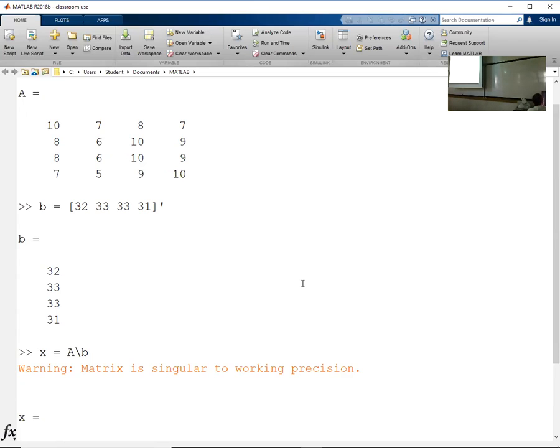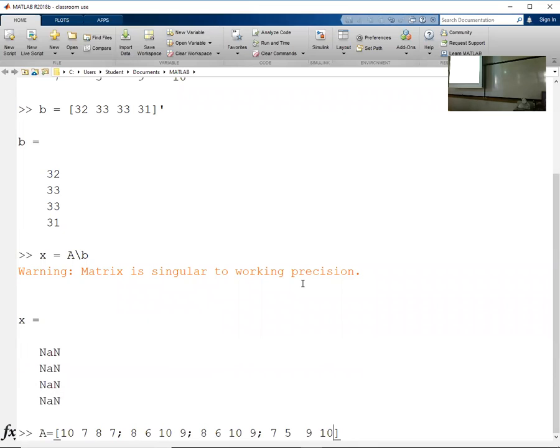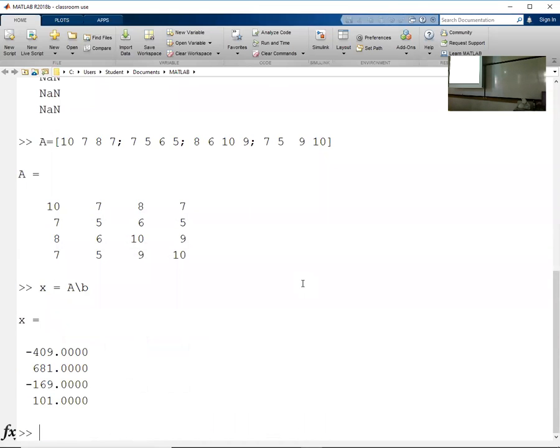All right, let's do the numbers again. I'm going to read them off. Somebody check. 10, 7, 8, 7. Yeah. 7, 5, 6, 5. Oh, that was my problem. I duplicated that row. Sorry. Okay, 7, 5, 6, 5 or 7, 5, 6, 7? 7, 5, 6, 5. 8, 6, 10, 9. Yep. 7, 5, 9, 10. Yep. There you go.